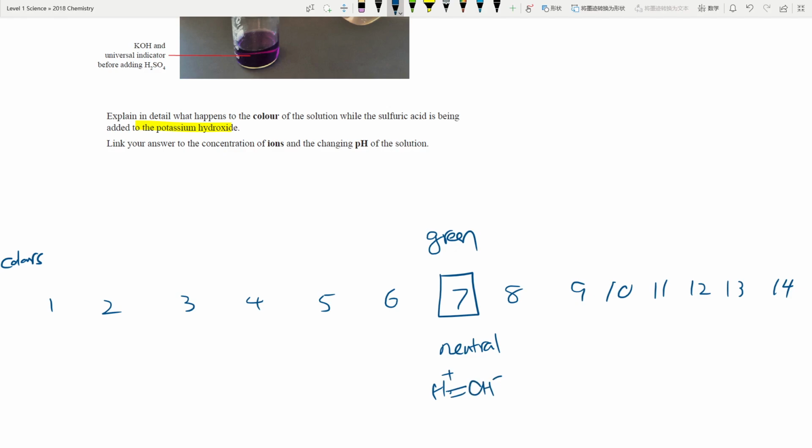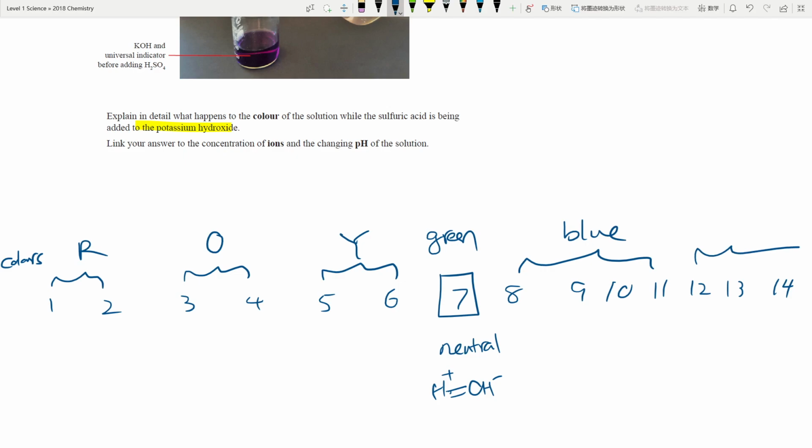Okay, and one way you can remember, just remember the colors of the rainbow. You should know this from year 9: red, orange, and yellow. So it's ROY G BIV. So I normally do 8 to 11 as blue, and then 12 to 14 as purple. So these are just your rainbow colors without the violet and everything. We just combine them together with your blue and purple. So these are your universal indicator colors.